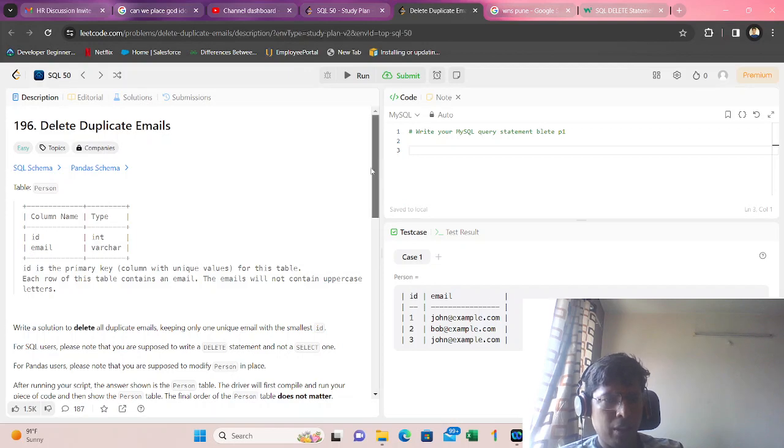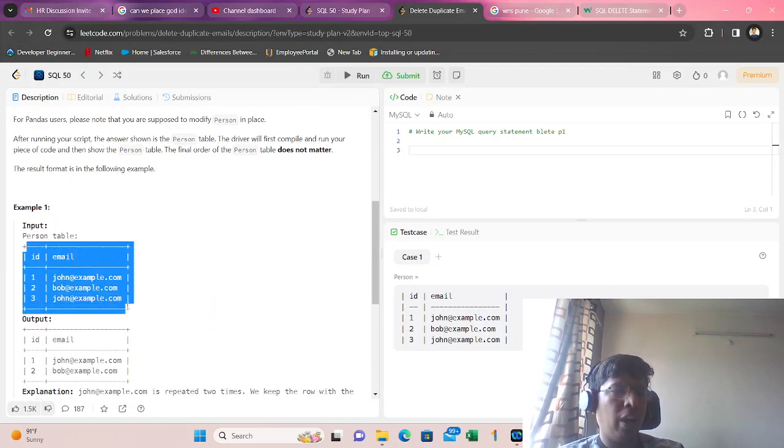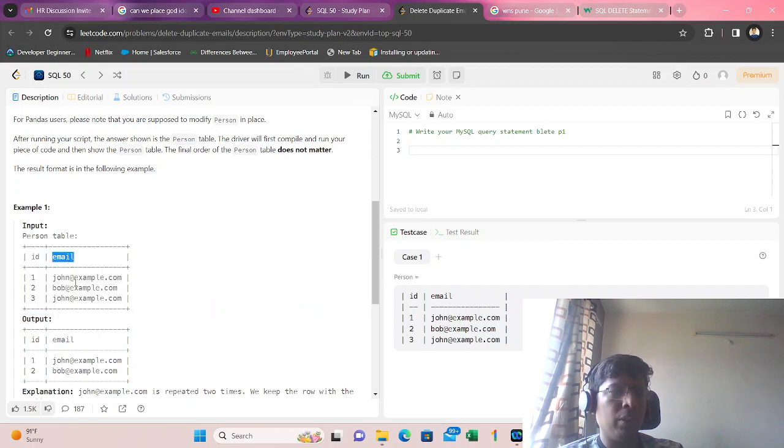Now this is the table. We have to see what you have to do. You have to compare if this email is equal to this email and this ID is greater than this ID. If this ID is greater than the other ID, okay. Email is the same and ID should be greater. If this condition is satisfied, delete it. So what will you write?